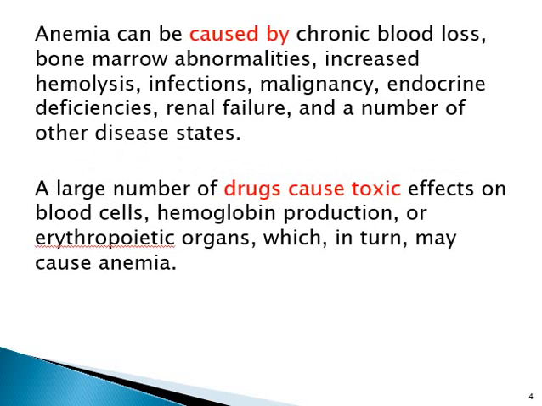Anemia can be caused by chronic blood loss, bone marrow abnormalities, increased hemolysis, infection, malignancies, endocrine deficiencies, renal failure, and a number of other disease states. All those types are due to chronic blood loss, and others may cause anemia. A large number of drugs cause toxic effects on blood cells, like hemoglobin production or the erythropoietic organ, which in turn may cause anemia. This will be taken in detail in the courses of toxicology.